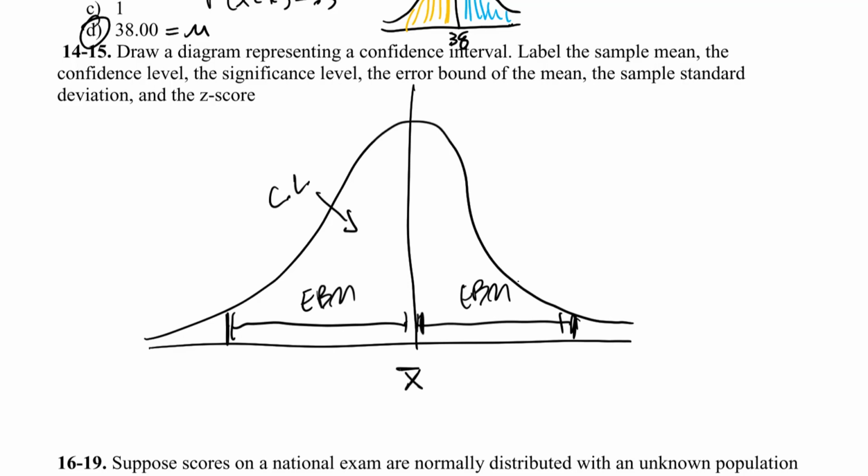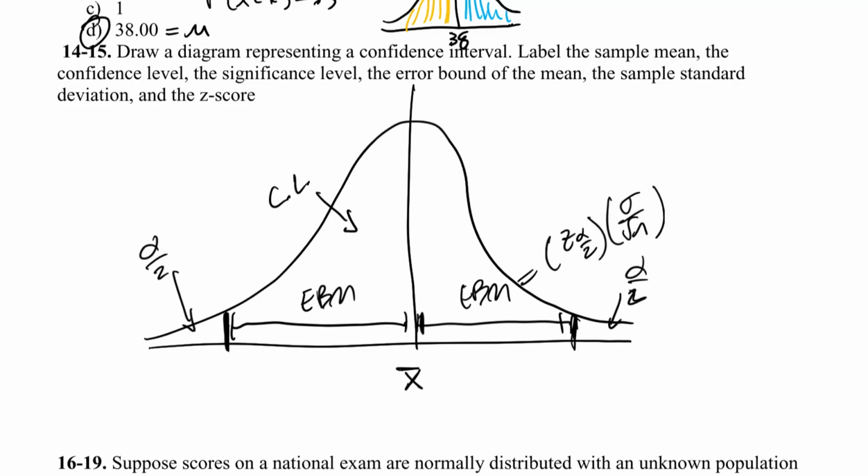How do you calculate an error bound for the mean? Well, you have to calculate z alpha over 2, which is the number of standard deviations away I am, times the standard deviation itself. The area of the two tails is my significance level, and that's alpha over 2. Now these two numbers that we're looking for are my x bar plus EBM and my x bar minus EBM. That is the idea of a confidence interval.